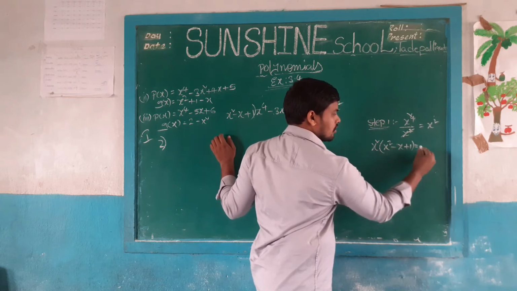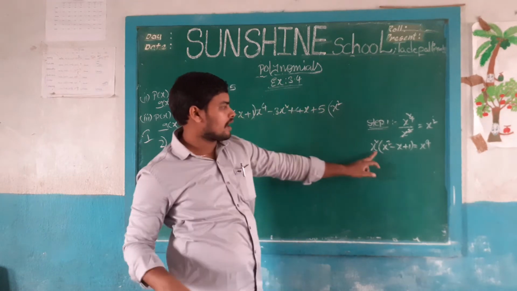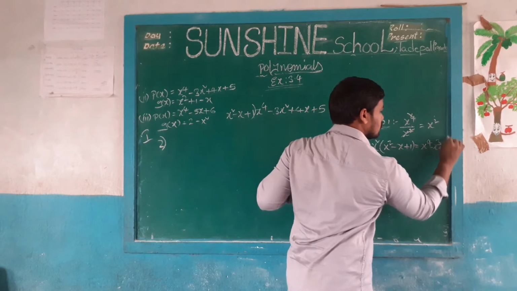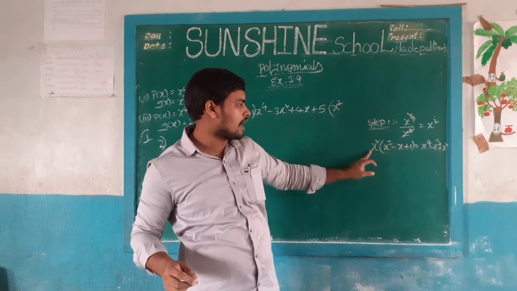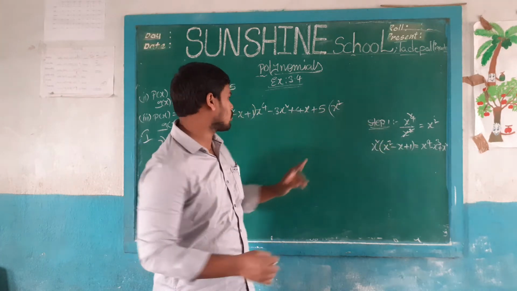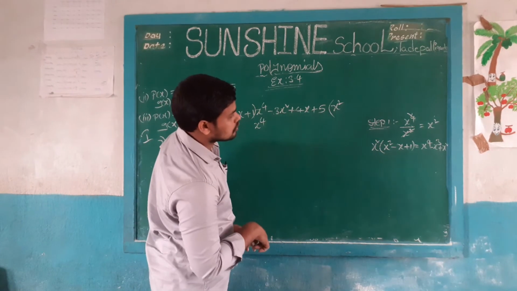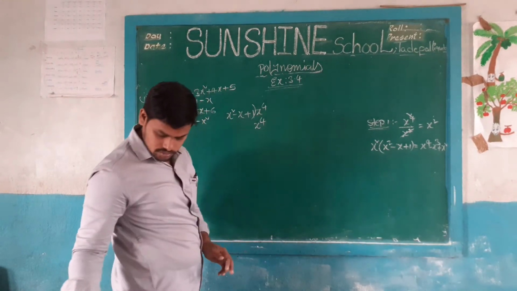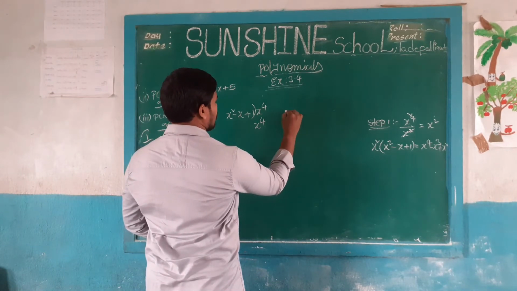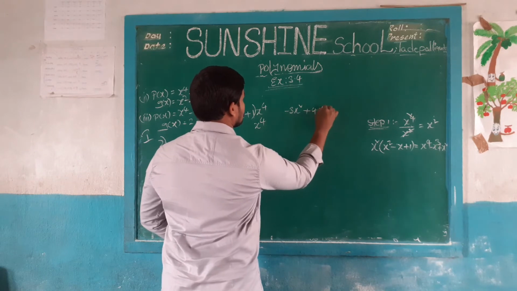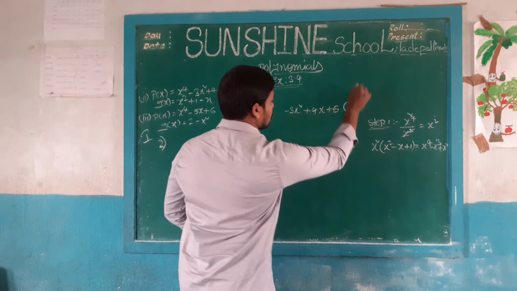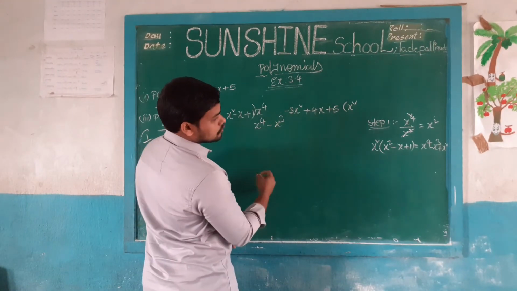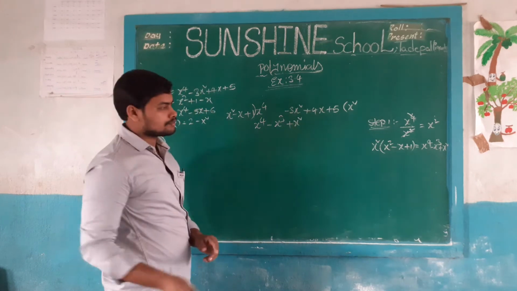So x square into x square, x power 4. x square into x, x cube. x square into 1, x square. So x power 4 minus x cube plus x square. In p of x there is no cube term, so leave the cube term here. Minus 3x square plus 4x plus 5.